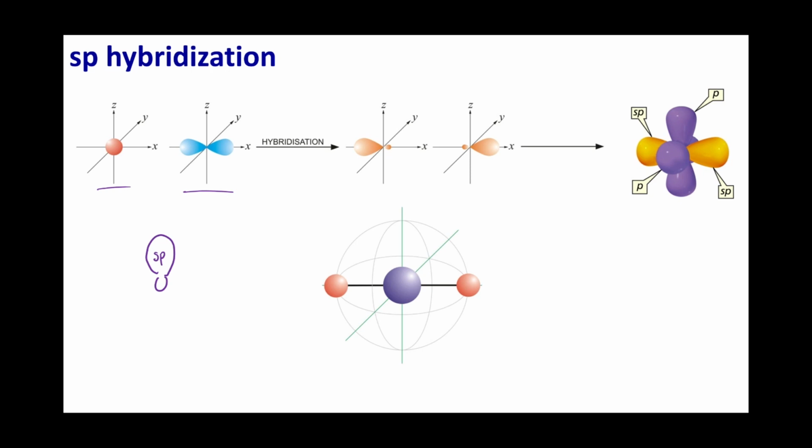One lobe is bigger than the other. So when I mix this s and p orbital together, I generate these two sp orbitals. These are going to be oriented 180 degrees away from each other. So if we look at this orange to this orange, this is 180 degrees away from each other. Now remember, I had p orbitals that I didn't touch. These p orbitals are going to remain 90 degrees apart from each other, and they're also going to be 90 degrees away from my sp orbital.